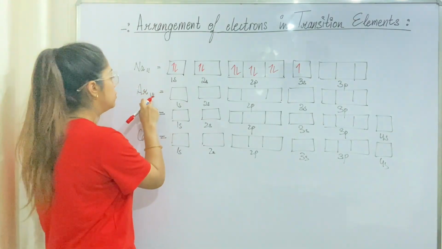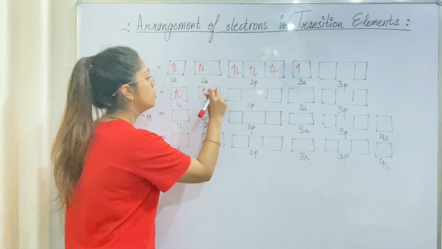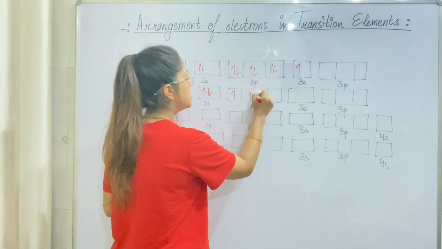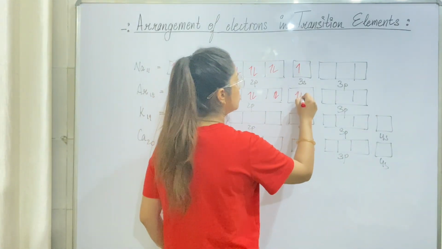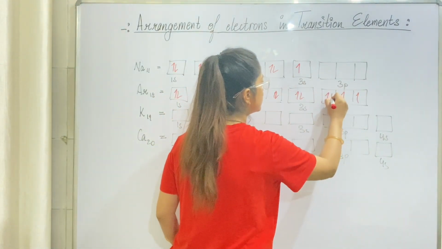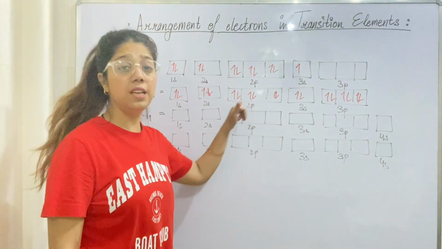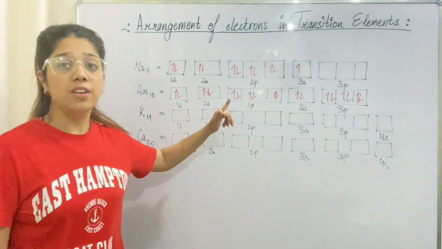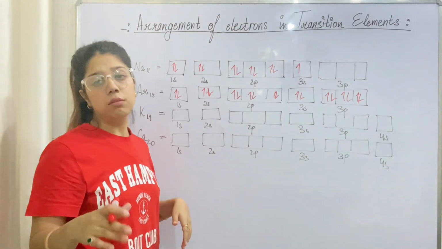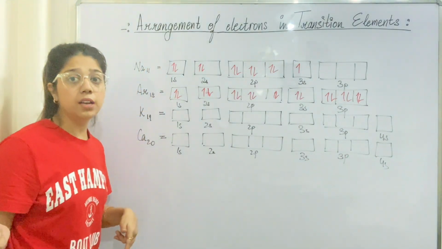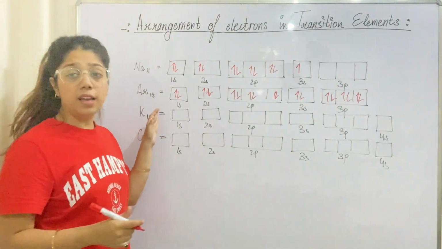Now for argon, we have 18 electrons. So 1, 2, 3, 4, 5, 6, 7, 8, 9, 10, 11, 12, 13, 14, 15, 16, 17, 18. You can see I am doing the pairing only after completing the orbitals singly. Only after filling it singly, then only I am doing the pairing. Clear? So this is done till argon.